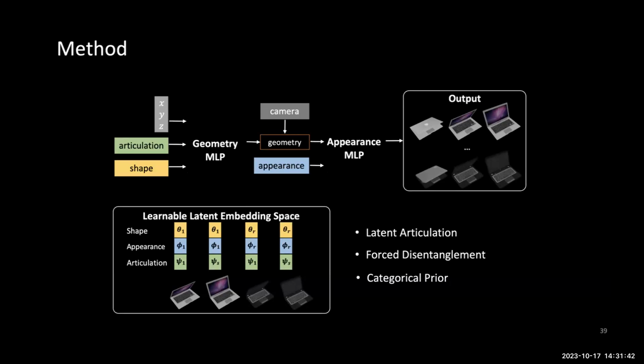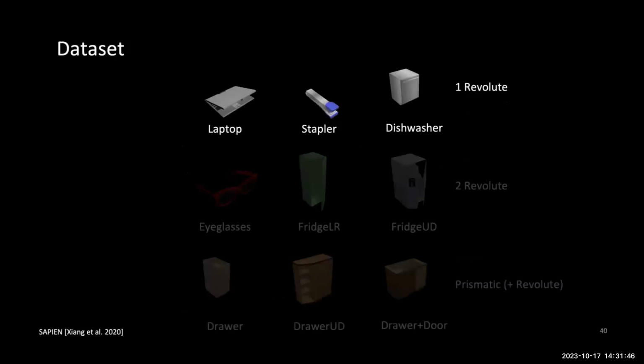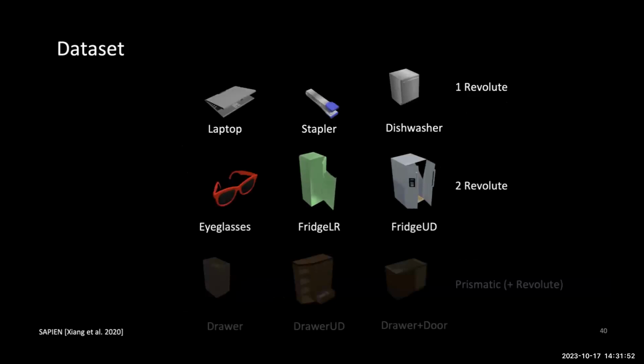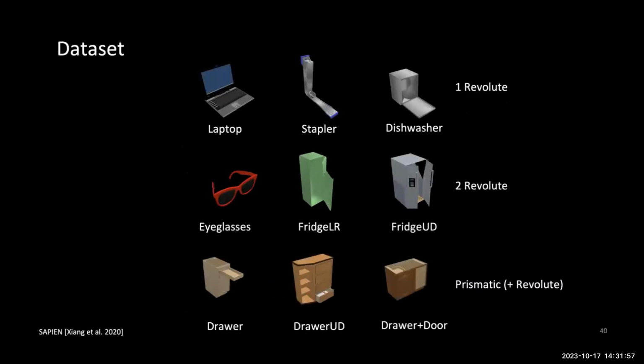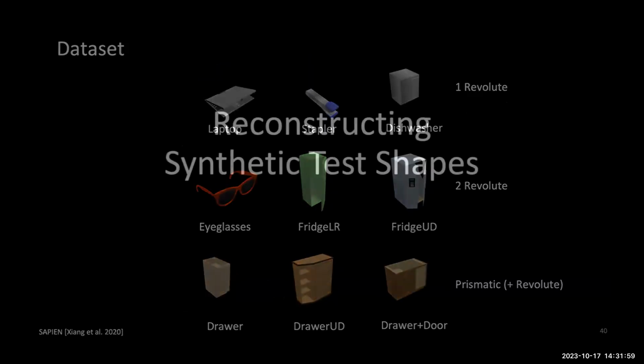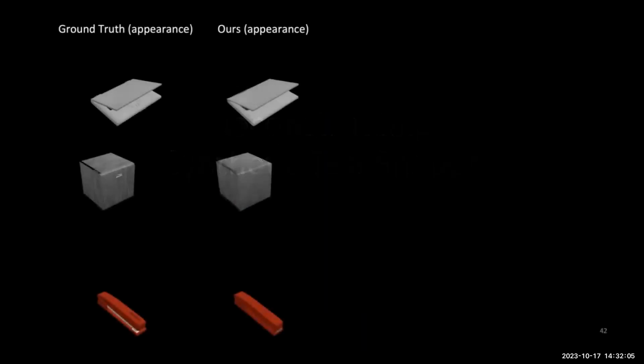So we have trained and tested our model on the currently largest dataset for articulated objects, on 1 revolute joint, 2 revolute joints, and joints with combined prismatic and revolute joint types. Here are more results. Let's first look at results on reconstructing seen test shapes. I'm going to show you many videos. I hope the PowerPoint will not crash again.